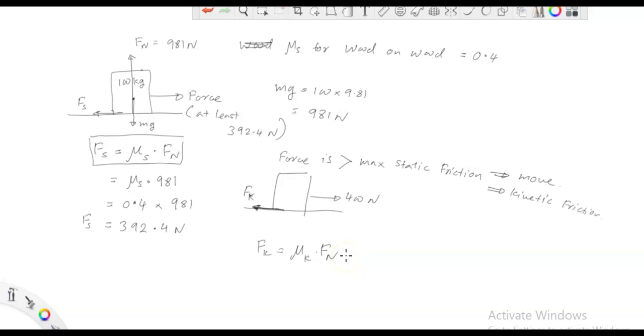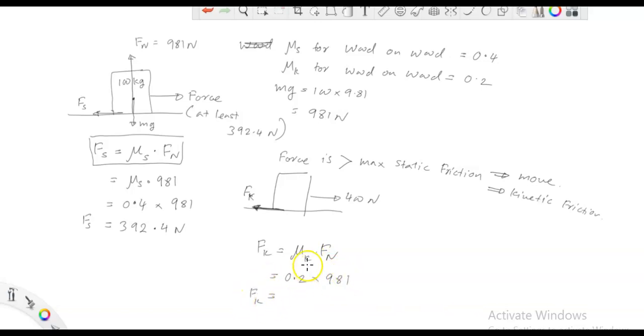Now I'm going to go back to the data table and look for mu k for wood on wood. These are experimental values. You don't have to memorize these things. These things will be given in the exam if needed. So mu k is a little less than mu s. Kinetic is a little less than static. So the table gives me the value of 0.2. Alright, so 0.2 multiplied by Fn, which is 981, which we calculated before.